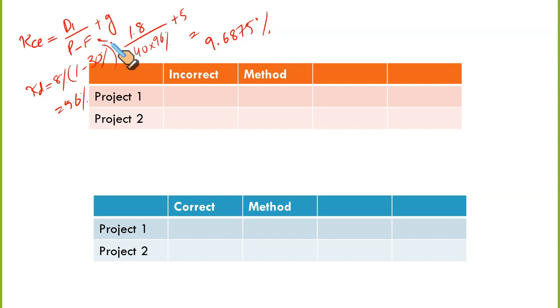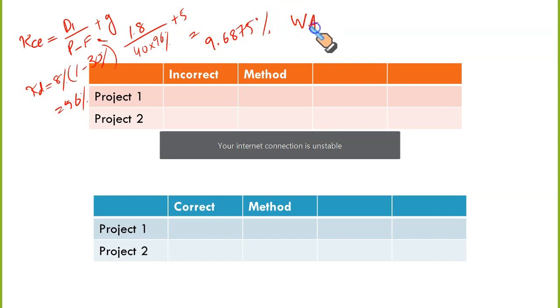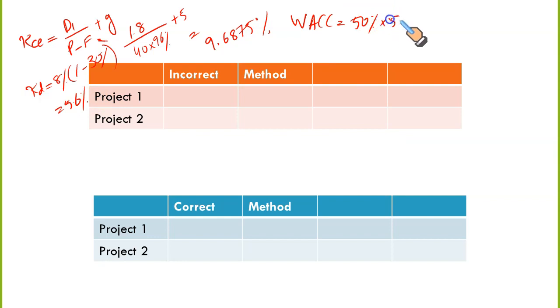Next step is we need to calculate the weighted average cost of capital, WACC. 50% of the cost of debt, that is 5.6. Already after tax, I don't need to do it again. And 50% of 9.6875. If I calculate the weighted average cost of capital 50-50, it will give me 7.64375%. This is the discount rate, quite extended one, I didn't round it off. This is the discount rate you will use in discounting.